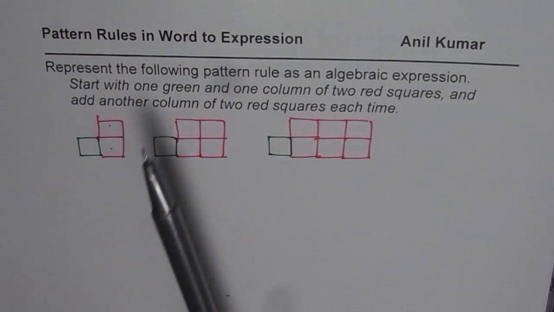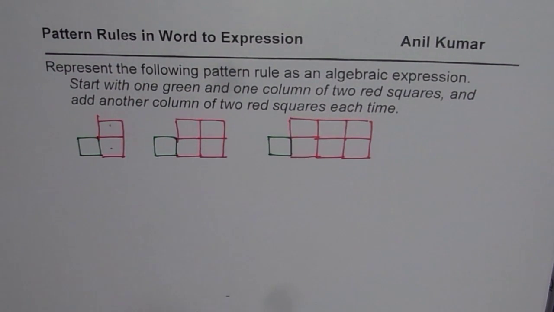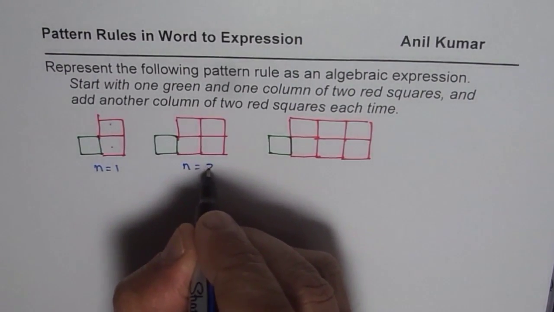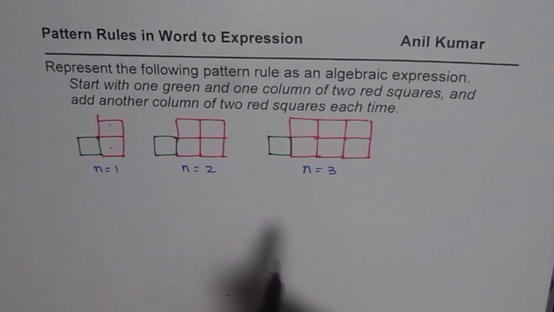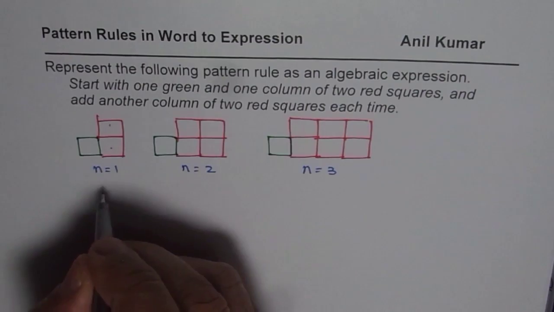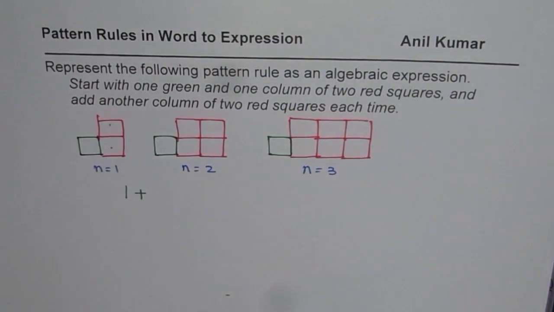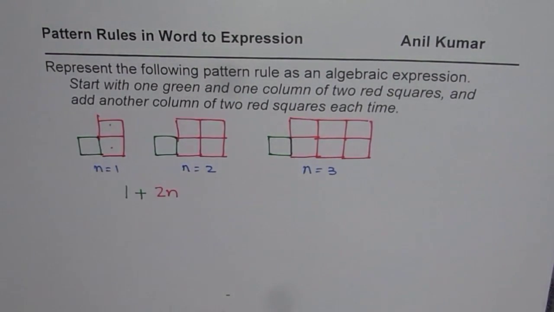Now what we need to do is write an algebraic expression to represent this particular pattern. So let us say the first one is when n equals 1. This is when n equals 2. The second pattern, n equals 3, is our third pattern. So what you see here is that we have one fixed green, right? So one fixed green is 1 plus 2 red each time, right? So 2 red each time means 2 times n, right? So 2n.